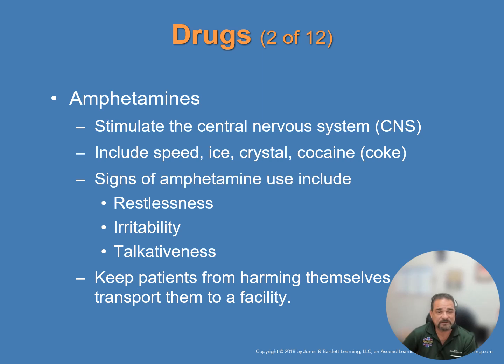Amphetamines stimulate the nervous system, the CNS. This is one type of abused drug. They include what we call speed, ice, crystal, cocaine, or coke. Signs of amphetamine use include restlessness and irritability. They talk a lot. They're very, very talkative. The only thing we can do for them is keep them from harming themselves and transport them to the nearest facility.